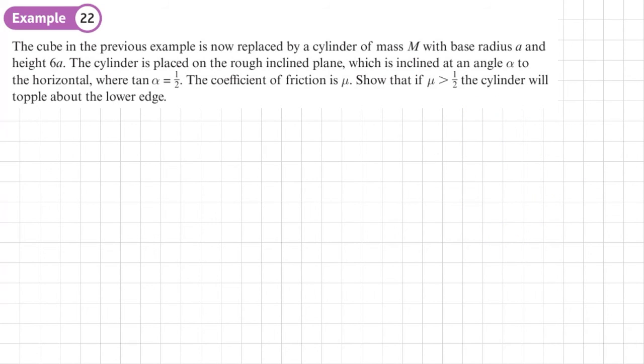Example 22. The cube in the previous example is now replaced by a cylinder of mass m with base radius a and height 6a. The cylinder is placed on the rough inclined plane, which is inclined at an angle alpha to the horizontal, where tan alpha equals a half. The coefficient of friction is mu. Show that if mu is greater than half, the cylinder will topple about the lower edge.